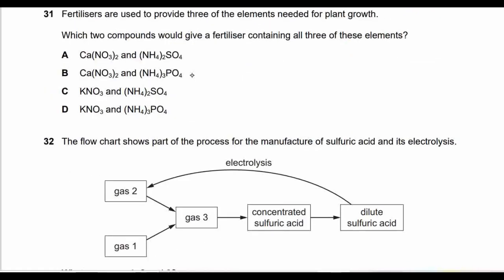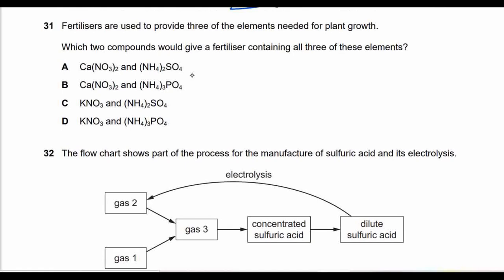Question 31. Fertilizers are used to provide 3 of the elements needed for plant growth. Which 2 compounds would give a fertilizer containing all 3 of these elements? So we need nitrogen, phosphate, and potassium.